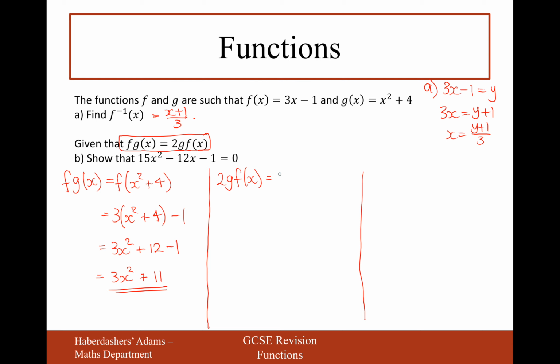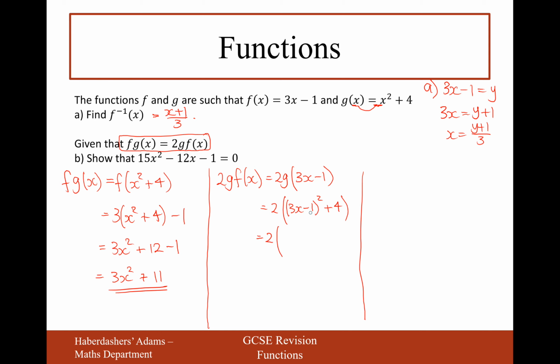Now let's do the right-hand side of the equation. We need the f function first. That's going to be 3x minus 1. We'll leave the 2 alone at the front for now. But we need to now put 3x minus 1 into the g function. So it's going to appear where the x appears in the g function. So it's going to be (3x minus 1) squared plus 4. Let's leave the 2 alone at the front for now.